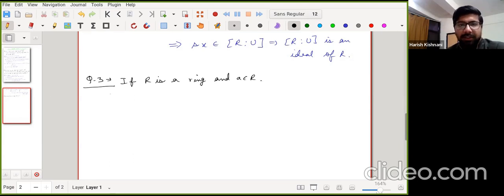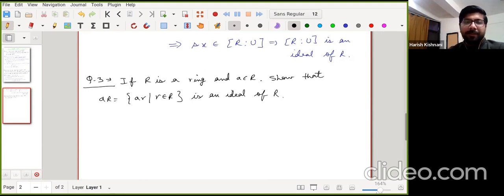So let R be a ring and a an element of the ring. Then one has to show that this set aR, which people sometimes say is the ideal generated by the element a, is an ideal of R.